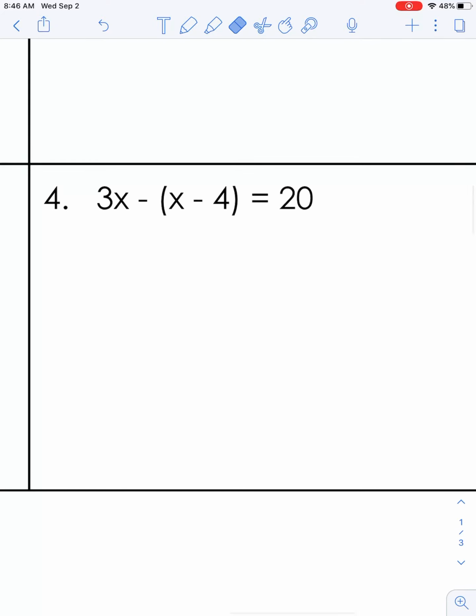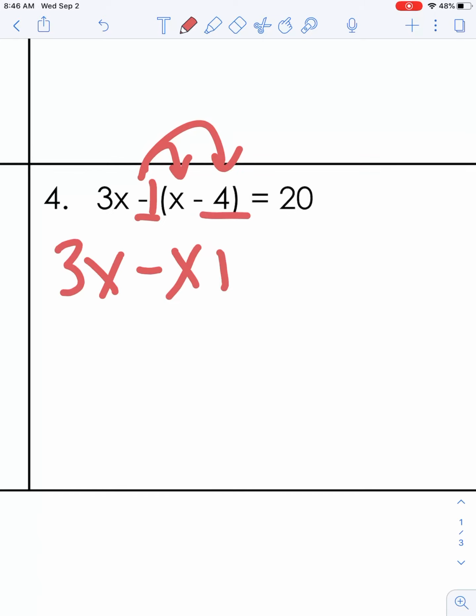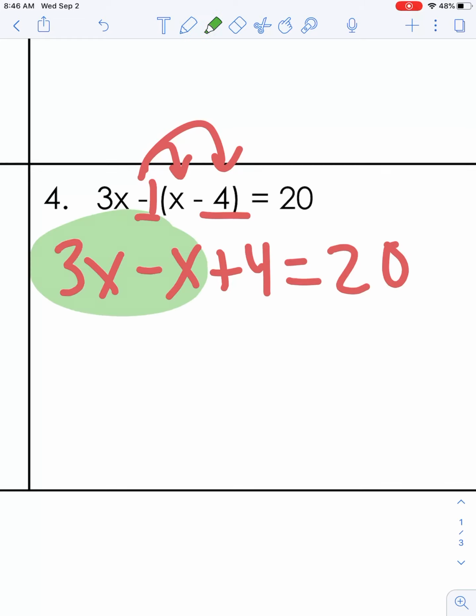We have 3x minus all of x minus 4 equals 20. What I need to do first is distribute. So I have 3x minus x, and a negative 1 times negative 4 is a positive 4. Now I need to combine my like terms since they're on the same side of the equals. 3x minus x is 2x.